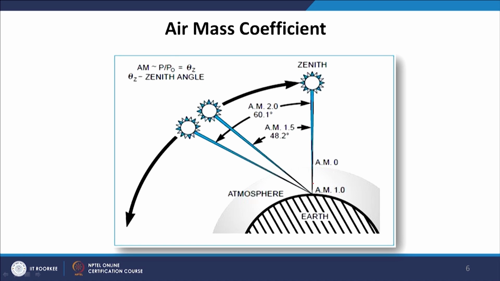You see, when the sun is at the zenith, on the top of the earth surface, it is here, but over the day the sun moves around the earth surface. Let us say at a certain instant of time the sun is here, and this angle from the zenith to the point where the sun is, is theta. For this particular case, this angle is 60.1 degrees, and we call that AM 2.0. AM 0 is when the sun is just on top of the earth surface and hits at 0 degree angle, and here we are showing the atmosphere.